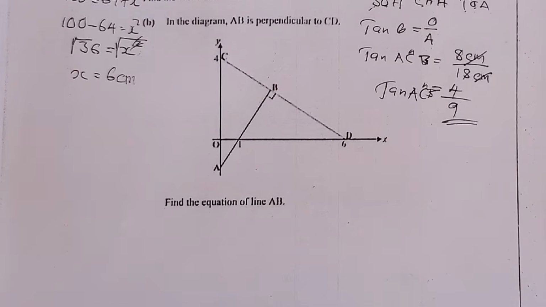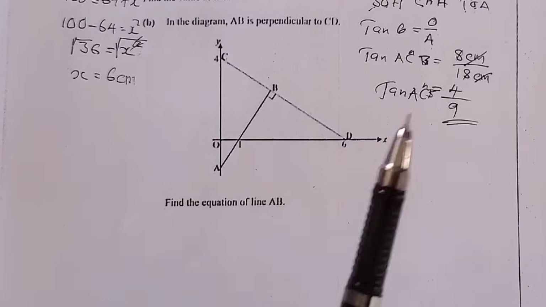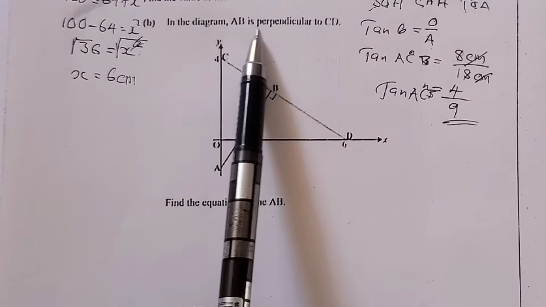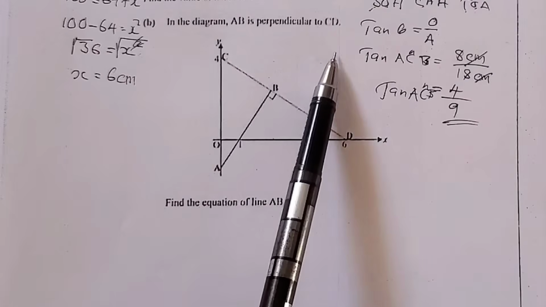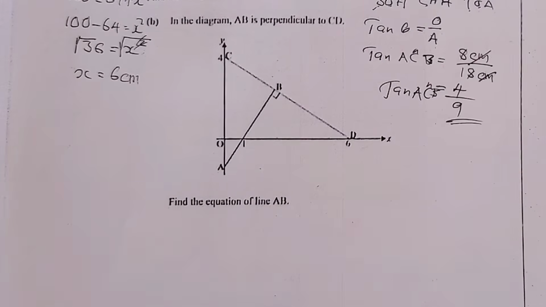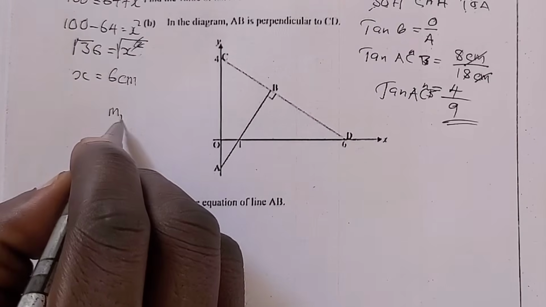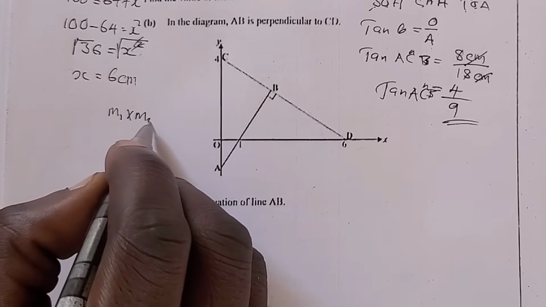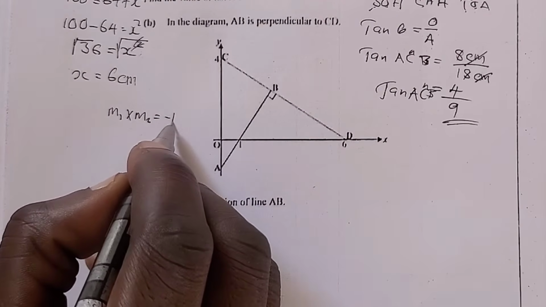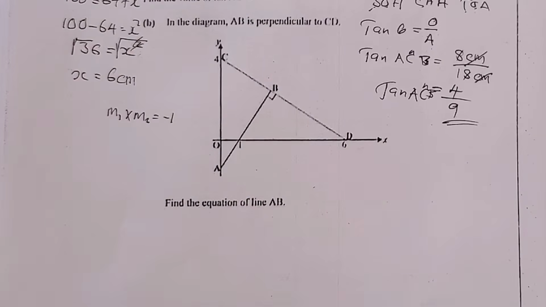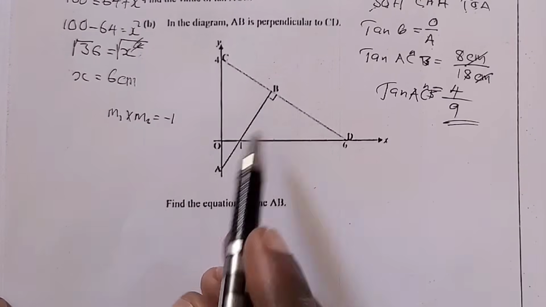Okay. So now this is under coordinate geometry. Now, what should come into your mind when you see this as perpendicular lines? You should know that the gradient of line 1 times the gradient of line 2 is equal to negative 1. Are we together? Yes.